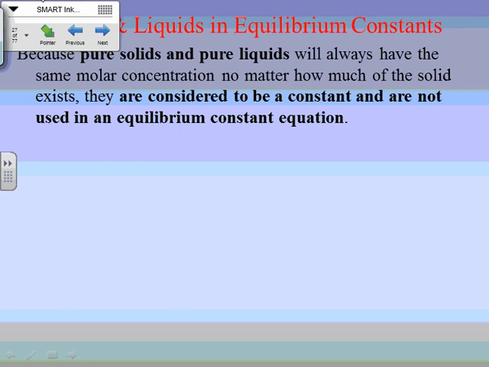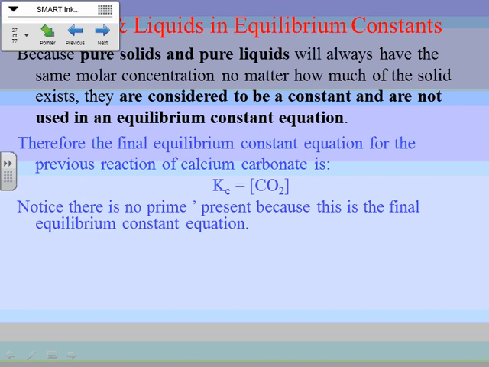Hopefully you can see that. Pure solids and pure liquids are always going to have the same molar concentration, no matter how much of it we have. It doesn't matter how much copper you have. You can have a tiny bit of copper or a lot of copper. It's always going to have the same density. In its solid form, its concentration does not vary. So we're going to call that a constant, and that means it's not really used in the equilibrium constant equation. The bottom line is that we don't include solids or pure liquids in our equilibrium expressions. That's basically what you have to remember here.